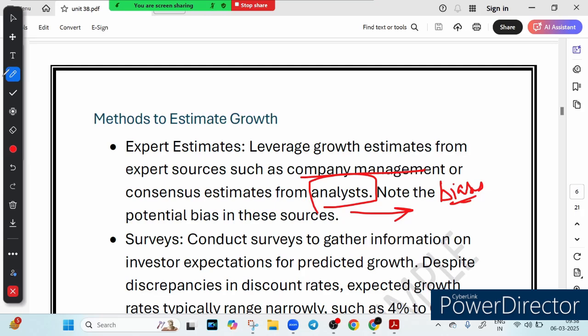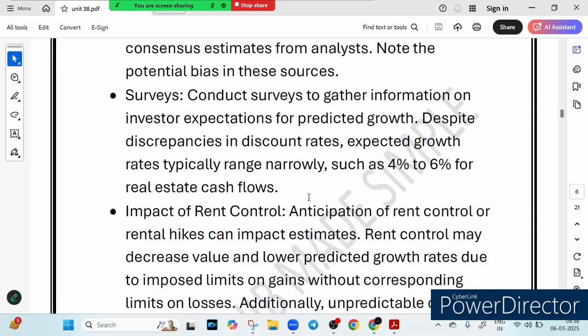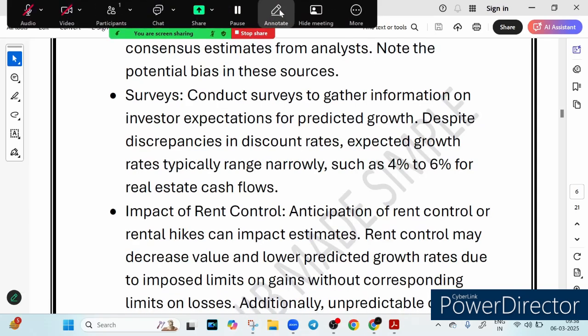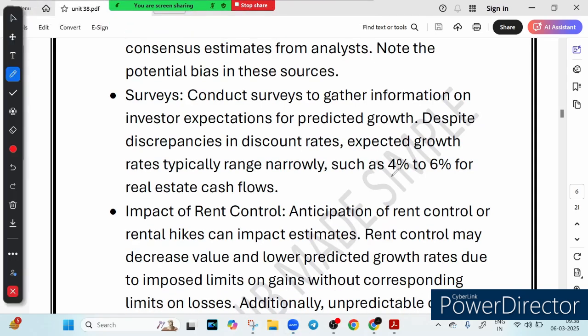The third method is called the survey, right? Another way to estimate growth is by conducting a survey. So what is the meaning of survey? Investors, analysts, market participants are asked, what is your expectation for future growth, right?